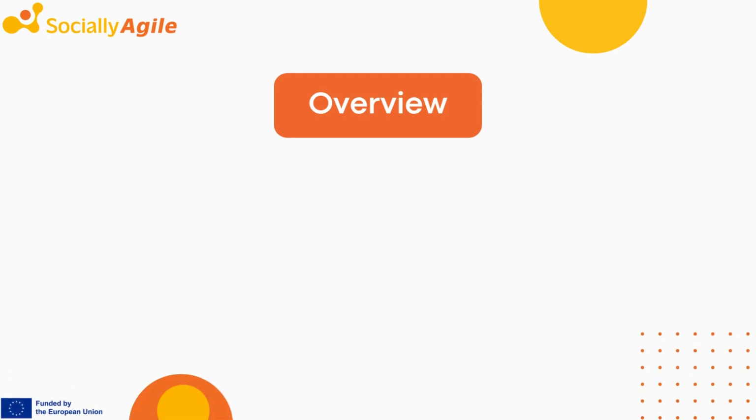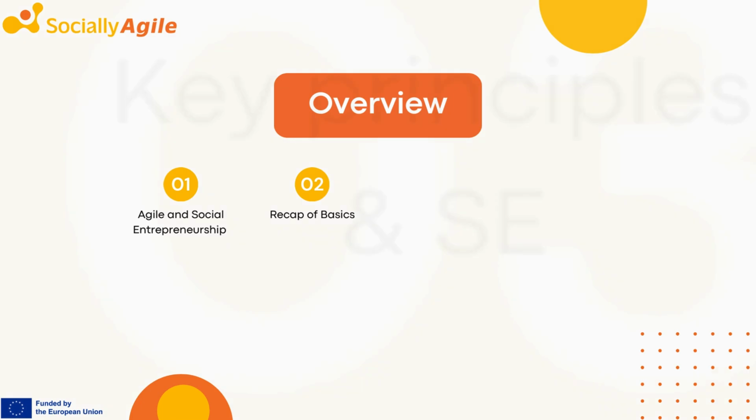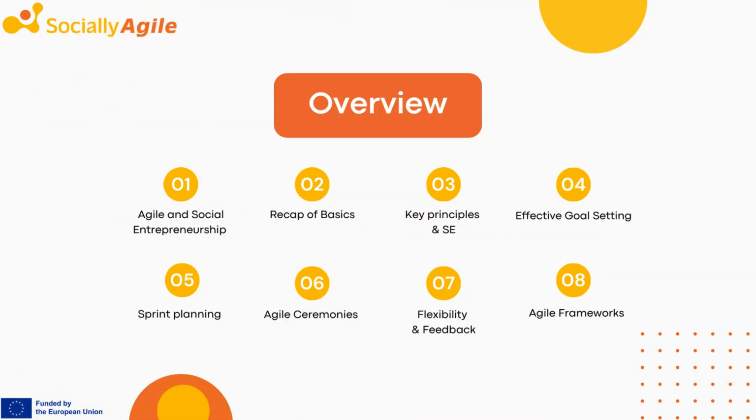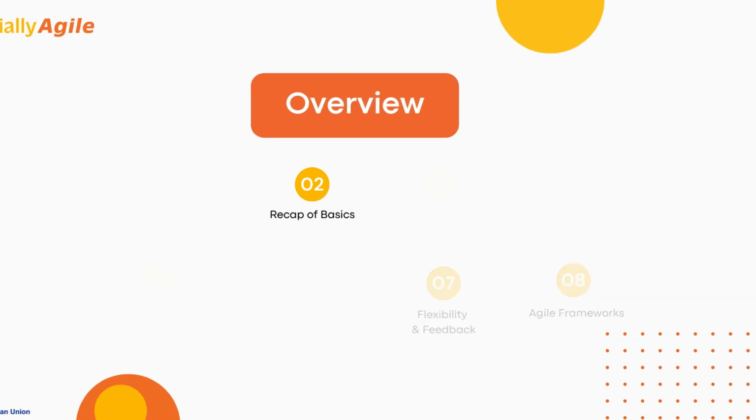Here, we'll be covering a wide range of topics. These include the intersection of Agile methodologies with social entrepreneurship, a recap of Agile basics, key principles of Agile, effective goal setting, sprint planning tailored for social ventures, and the role of Agile ceremonies in social projects. We'll also delve into measuring social impact, adapting Agile flexibility to social aims, feedback loops, and specific Agile frameworks like Scrum and Kanban and their application in social entrepreneurship.